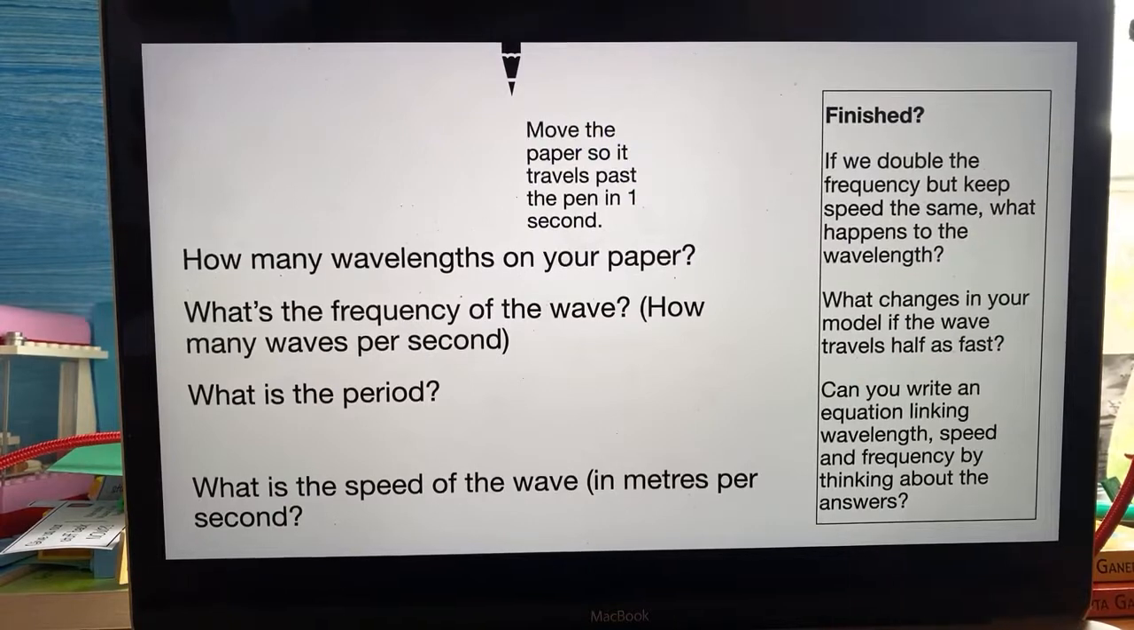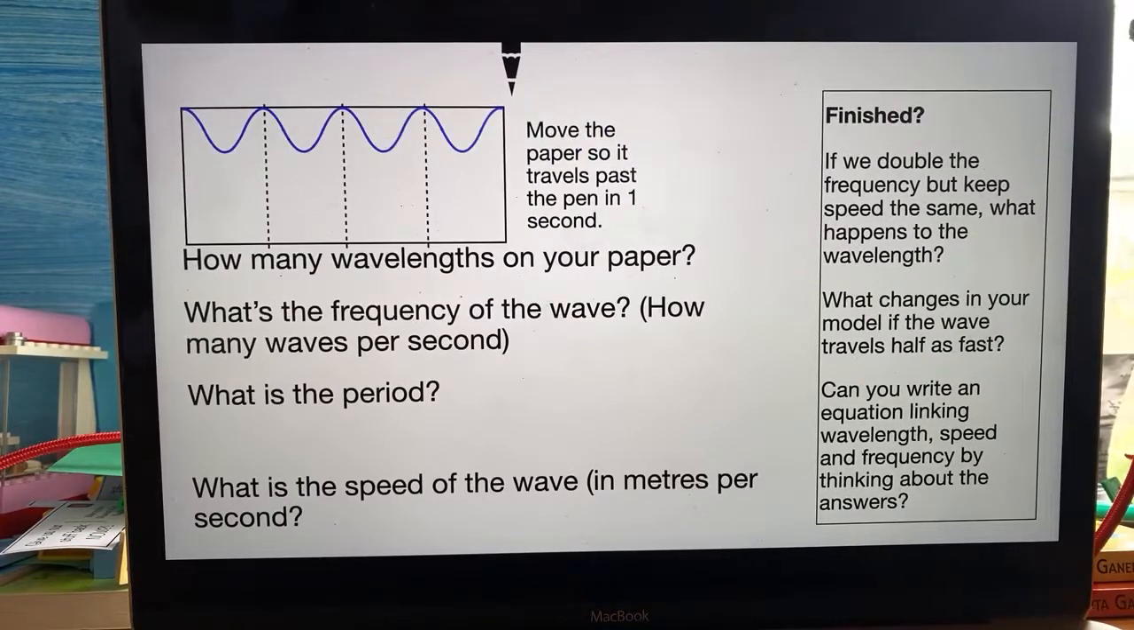So I'd like you to tell me, first of all, how many wavelengths are on your piece of paper. If you've been to previous waves lessons, you should be able to do this by now. How many wavelengths on your piece of paper? What is the frequency of that wave that you have there? By the way, frequency is how many waves per second, just to remind you. What's the period? We did period last week. What is the period of this wave? The period is how long it takes one wave to pass a point. And what's the speed of the wave in meters per second?